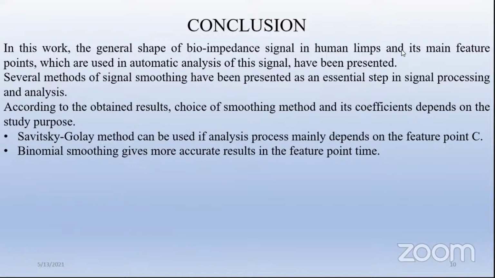As an example, the Savitsky-Golay method can be used if the analysis mainly depends on the feature point C, and the binomial smoothing gives more accurate results in the feature point time for C, I and D, and as a result for the type of vascular tone.